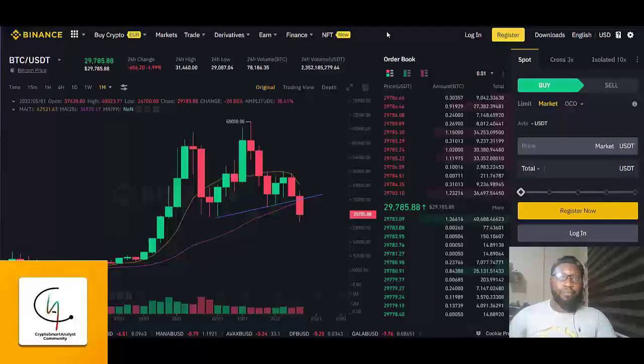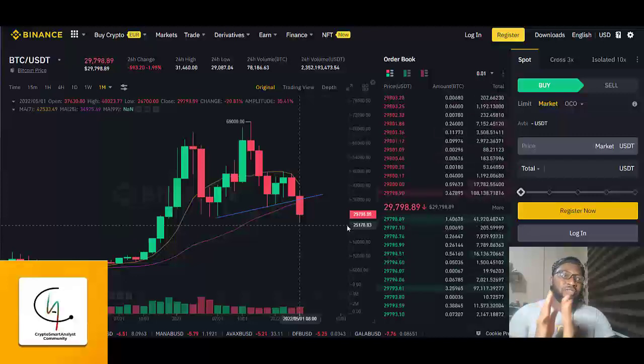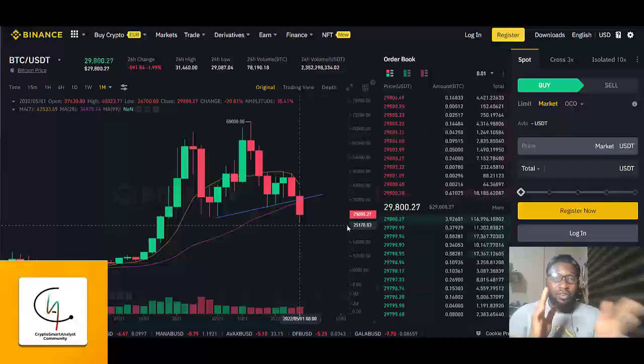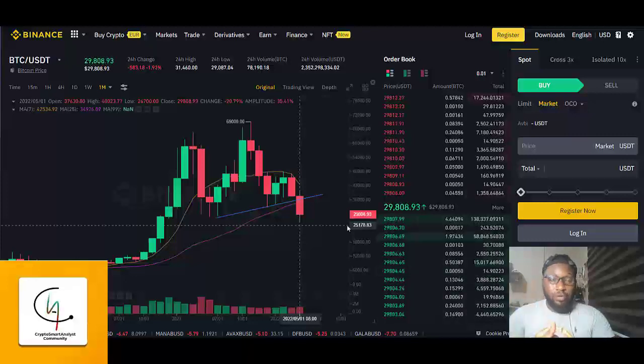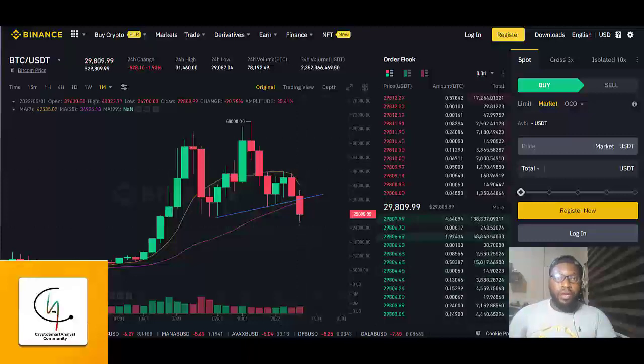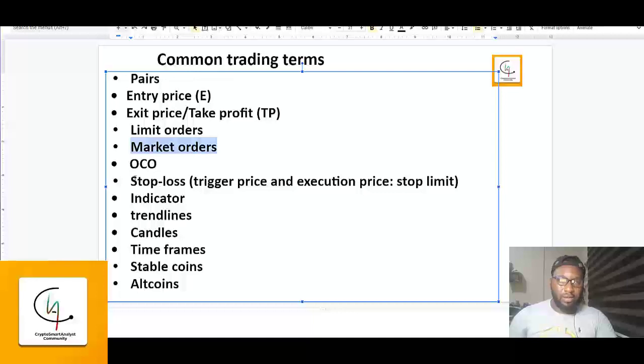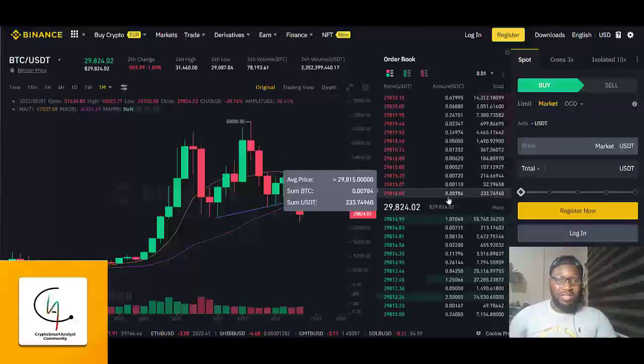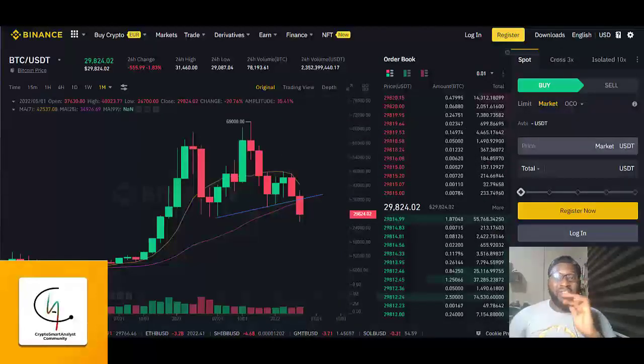What is OCO? OCO is a combination of TP, that is your exit price, and your stop loss. Okay, I think I should explain stop loss before I explain OCO. Stop loss should come before OCO. For stop loss, we have a trigger price and we have an execution price for limit stop loss. We also have market stop loss, which is going to close at market price. We have limit, and we have a trigger price, and we have the execution price.